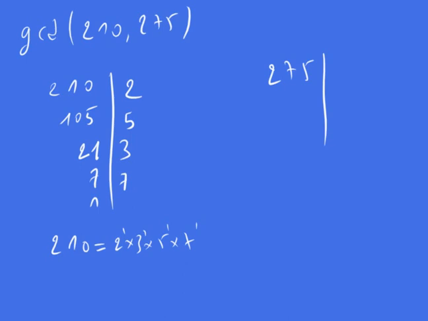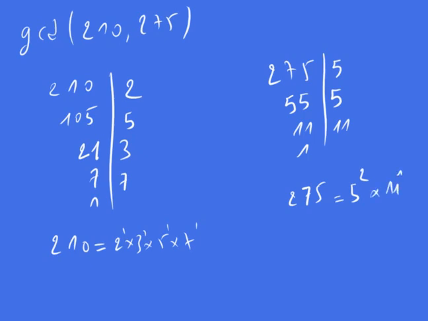For the second number, we have 275. We can divide by 5, so the quotient is 55. We can also divide by 5. The quotient is 11. So 275 equals 5 to the second power times 11 to the first.